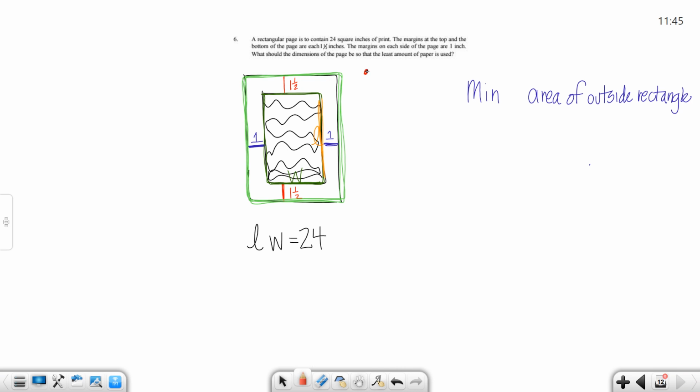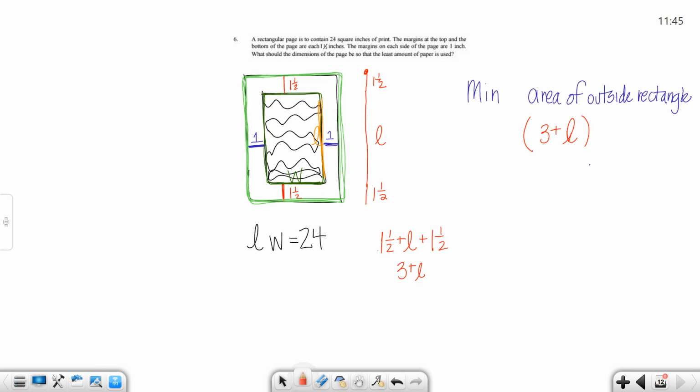If I start here at the top, I'm going to go down 1.5 inches. And then I'm going to go down L inches, and then I'm going to go down another 1.5. So this red side here is 1.5 plus L plus 1.5. So this outside here would be 3 plus L. So the long side of this rectangle would be 3 plus L.